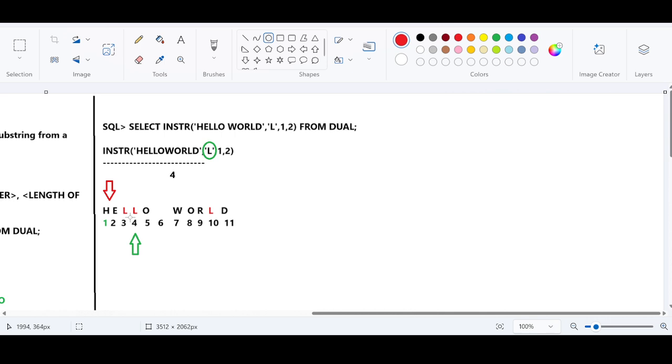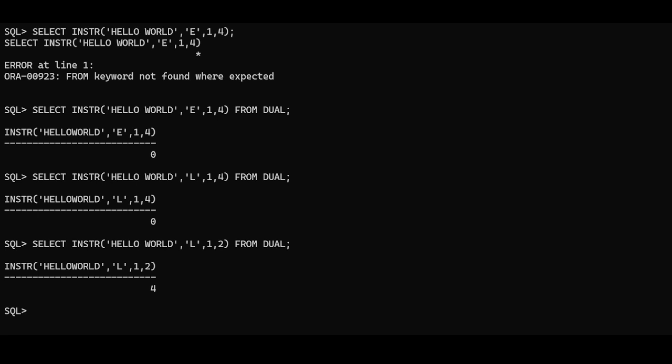The position is 4. For example, instead of the second L occurrence, if you want to get the third L occurrence, I will just change this 2 to 3. So you should get the position as 10, isn't it? The third L occurrence is this: first one, second one, and third one. You should get position 10. Are we getting 10? Let's see.